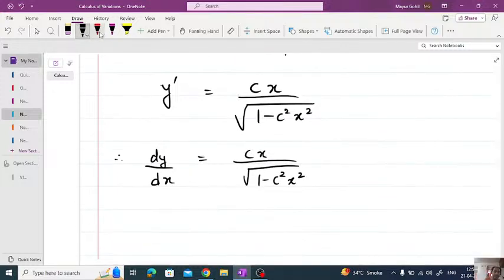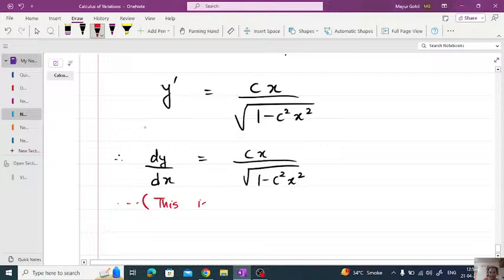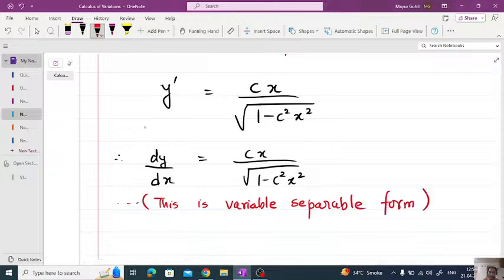Okay, if you want to note down, you can note down here. This is variable separable form. Okay, got this? This is variable separable form. समझ में आ गया? Hello. I hope you are following this.